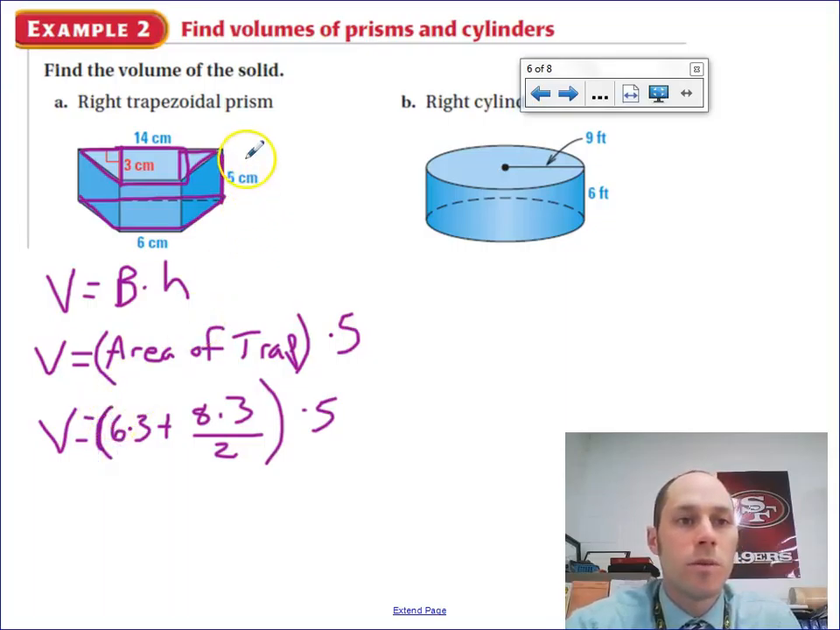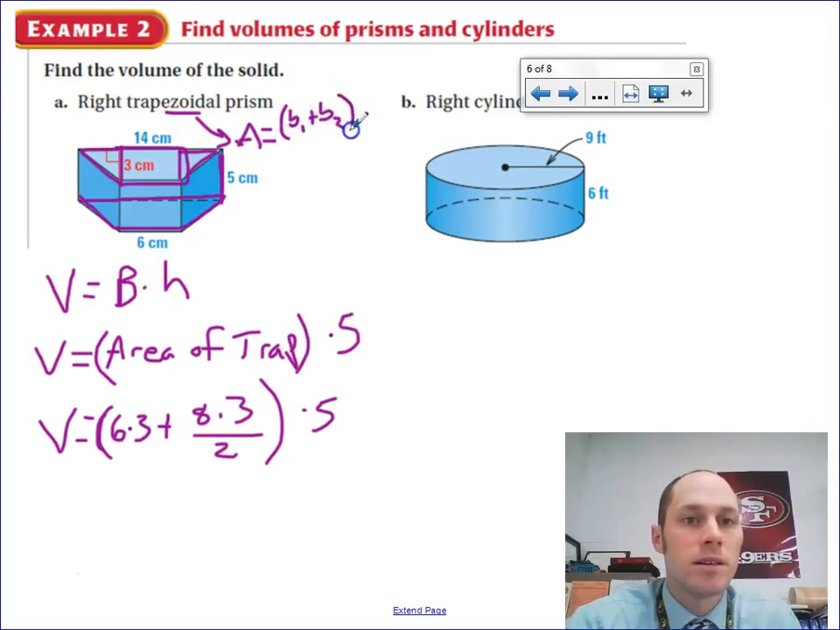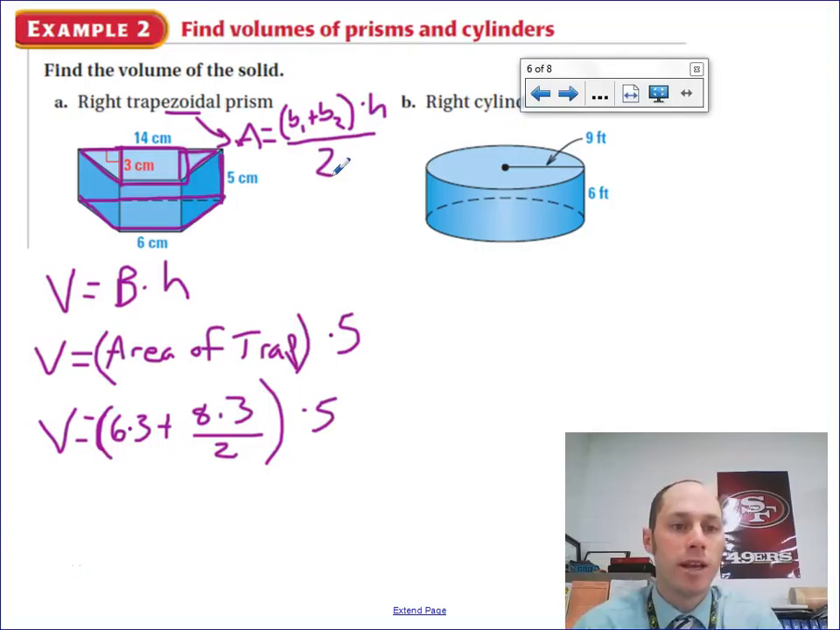If you like to use the formula for the area of a trapezoid, that area is base 1 plus base 2 times height, and we divide that by 2. But you'll get the same thing as if we break it into different pieces.